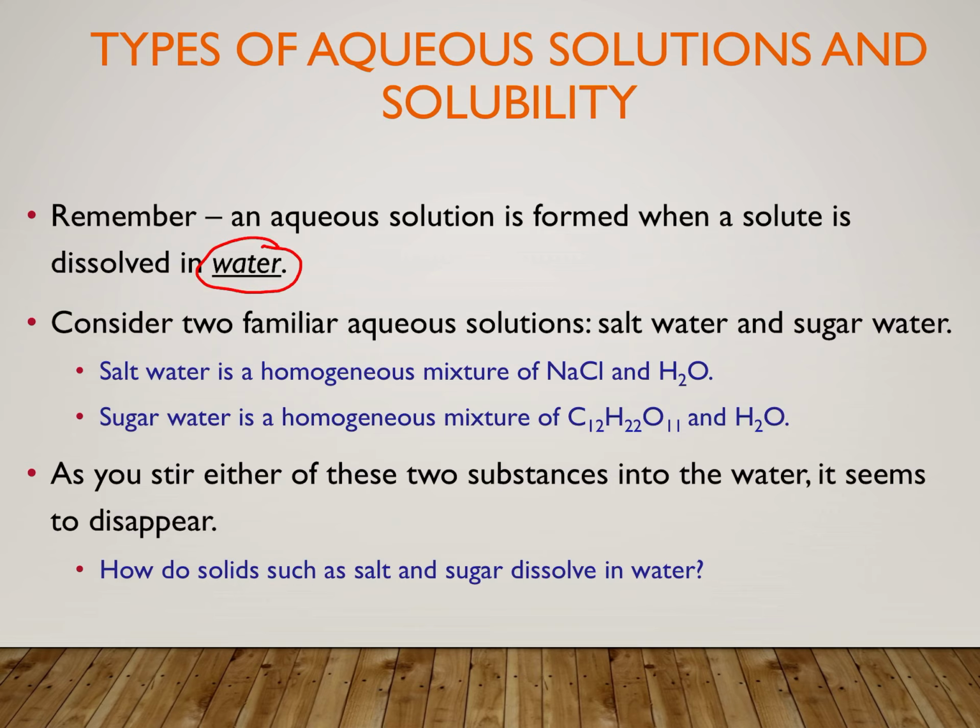If we think about two really familiar aqueous solutions, we have salt water and sugar water. Salt water is a homogeneous mixture of sodium chloride and water, right? It's a homogeneous mixture because we can't see those individual salt pieces that are being dissolved. Sugar water would look exactly the same. Sugar water is a homogeneous mixture of sugar and water. And as you stir either one of those two substances, it seems to disappear. So we're going to talk just really briefly about how these two different solids dissolve in water.